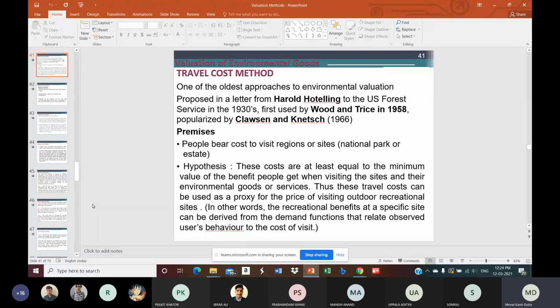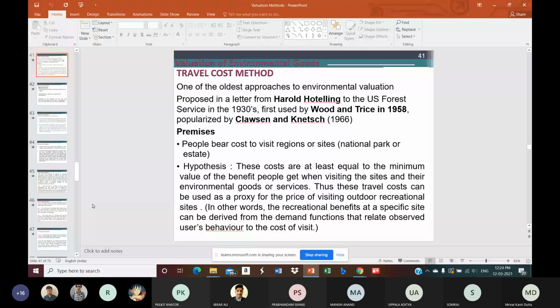Addition of a new recreational site, okay, from that if there is any kind of benefit or cost, that can be estimated. And also changes in environmental quality at a recreational site. So the benefits or costs associated with these activities might also be captured by the travel cost method.